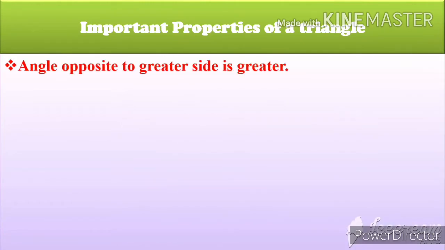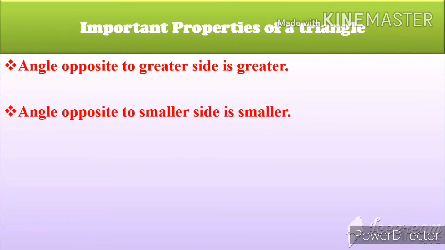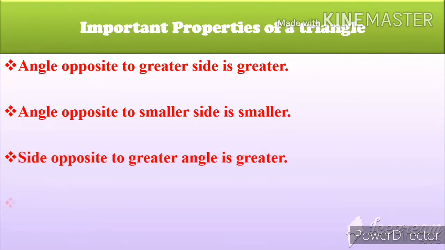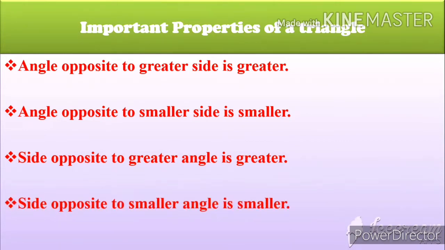Students, in triangles, these are the important properties you have to remember. First property: angle opposite to greater side is greater. Angle opposite to smaller side is smaller. Side opposite to greater angle is greater. Side opposite to smaller angle is smaller.